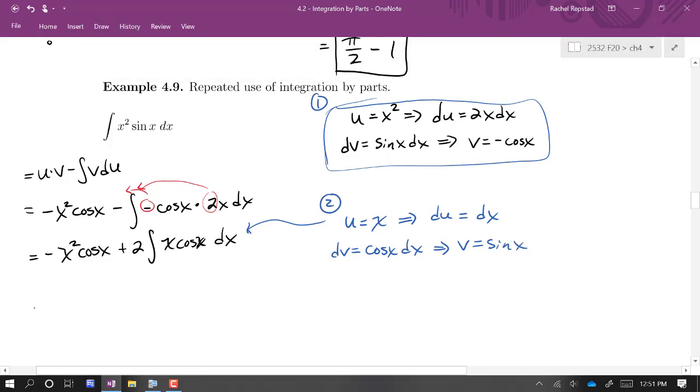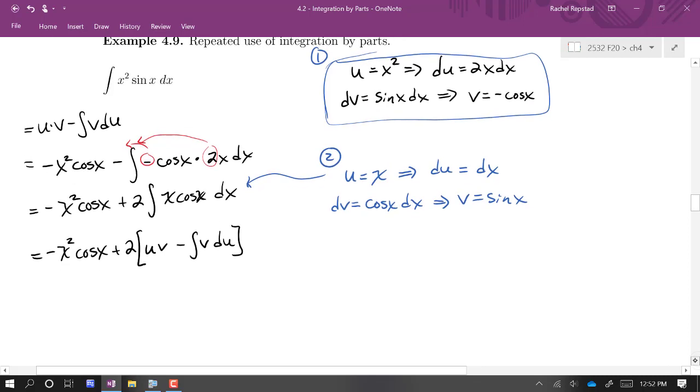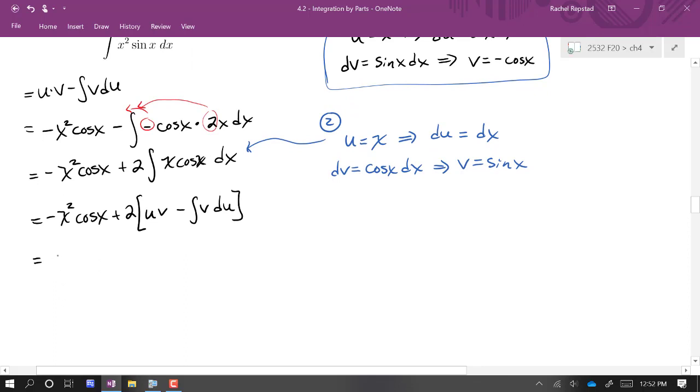So let's put this together again, kind of just bringing this down, minus x squared cosine x plus 2 times, and it's this integral I'm using integration by parts on, so I'm just going to write this out again, u times v minus the integral v du. So u times v is x sine x minus the integral v du is sine x dx.